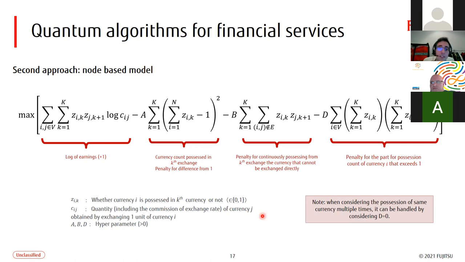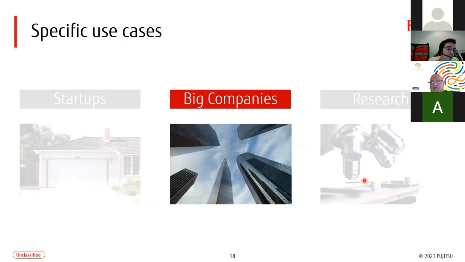The second part is more or less the opposite. So what we need to assess is that we cannot be at the same time in two different currencies. And of course, we need to assess that we cannot pass through a currency more than once. Okay, so these two approaches are more or less similar in order to solve the arbitrage problem. Okay, so this is something that we are working with Quantum Match, as we have seen that this is a startup, but we also collaborated and are collaborating with big companies.